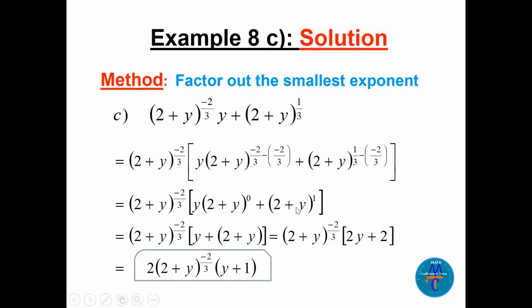Since I have a power 1, that means 2 plus y. So I can take the bracket and add here y plus 2 plus y, without the bracket, because there is no power here. Y plus 2 plus y, which is 2y plus 2. Oh, there is a common factor here. We have to take it. We have to make the complete factoring. Take the 2 and put it outside: 2 times the common factor, 2 plus y to the power minus 2 over 3, times, if we take 2 out, y plus 1. That's the complete answer.